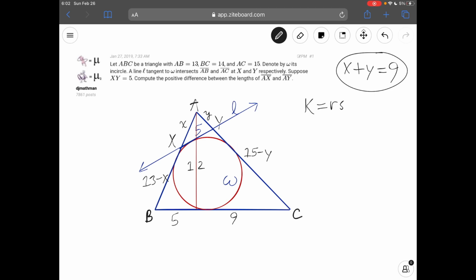Thus, its area is equal to 5 times 12 over 2 plus 9 times 12 over 2, and that's just 14 times 12 over 2, so 14 times 6 is 84. That's equal to R times its semi-perimeter, which is just 13 plus 14 plus 15 over 2. That's 14 times 3 over 2, or 21. R is equal to 84 over 21, which is 4.